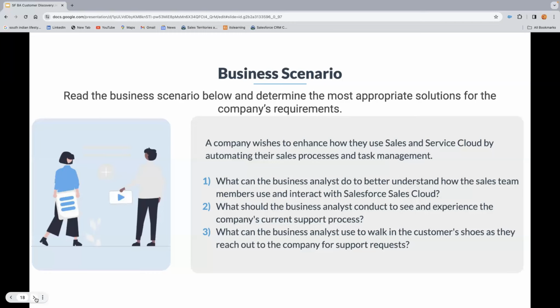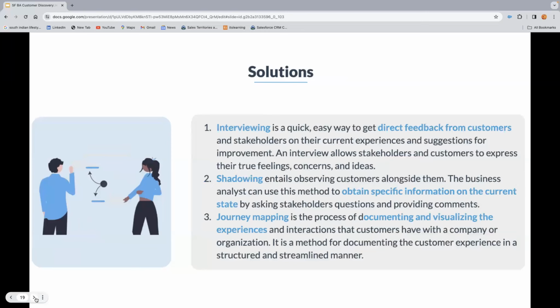Second one: what should the business analyst conduct to see and experience the company's current support process? Third: what can the business analyst use to walk in the customer's shoes as they reach out to the company for support requests? The solution is, interviewing is a quick, easy way to get direct feedback from customers and stakeholders on their current experience and suggestions for improvement.